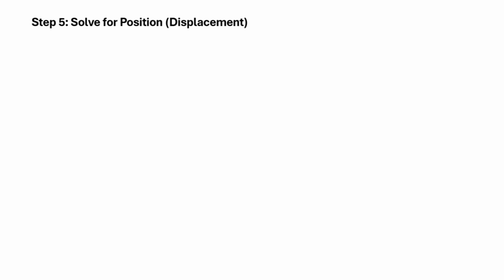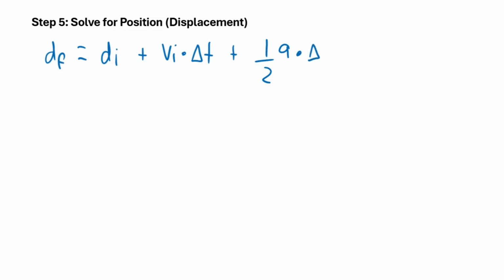So that's going to be displacement final is equal to displacement initial plus the initial velocity multiplied by delta t plus 1/2 multiplied by the acceleration multiplied by delta t squared.